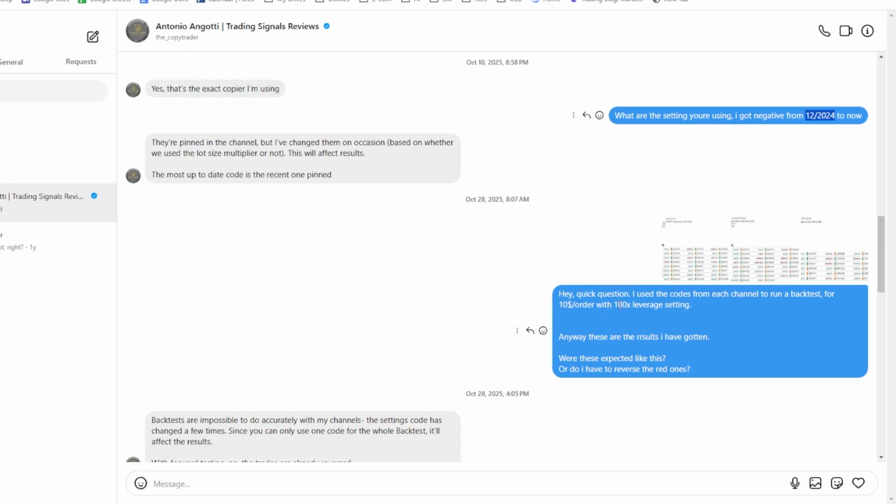I have 100x leverage coming from my broker, and for the backtest I used $10 per order, so I could get the same results. So these are the results.